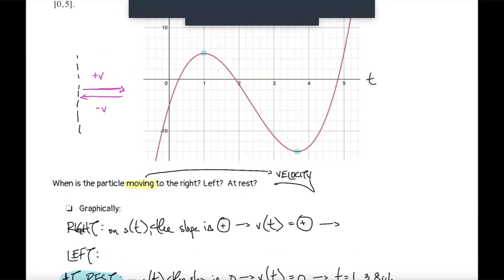And so if we think about where that might be on this graph, I think we could say that it corresponds to this section. And where else does it correspond to? Where else is this particle moving to the right?